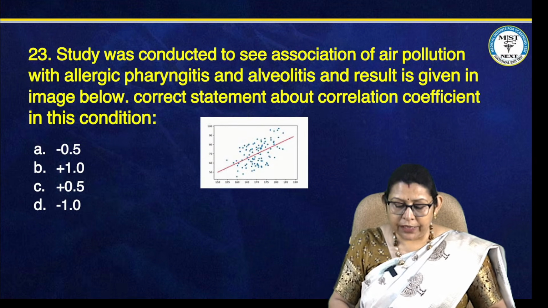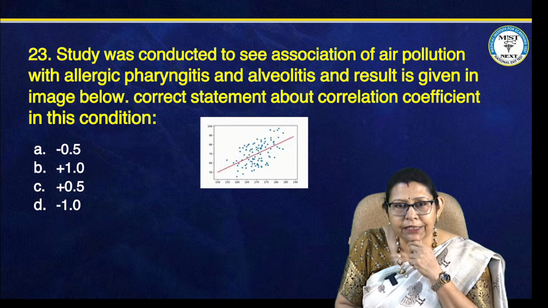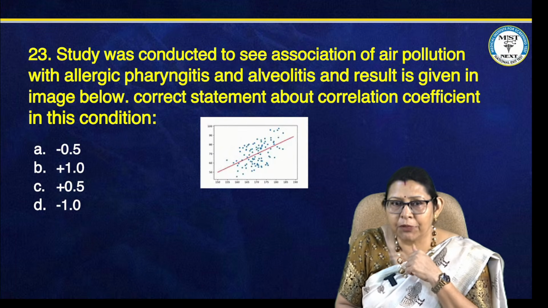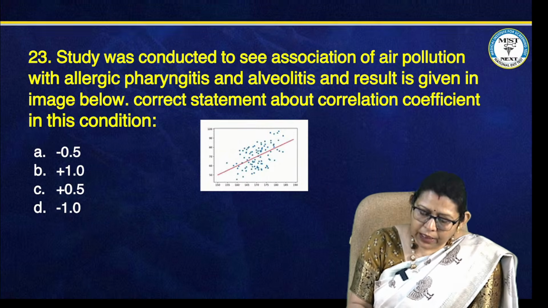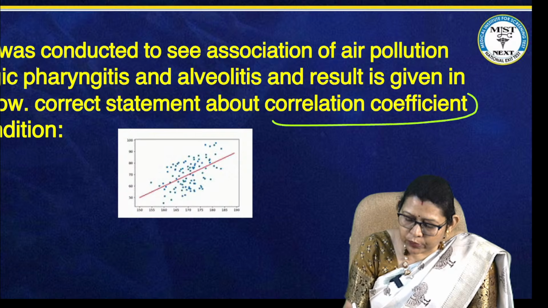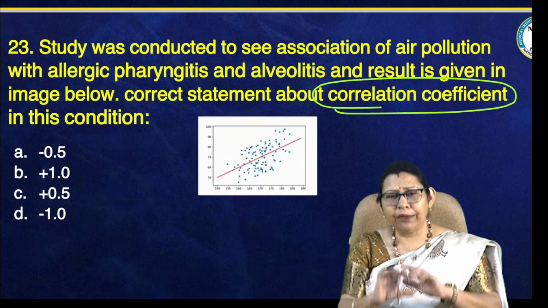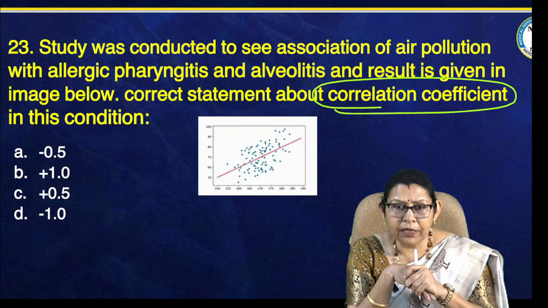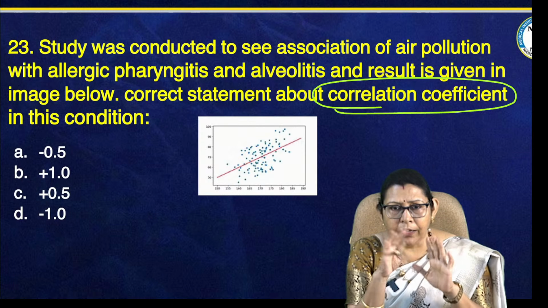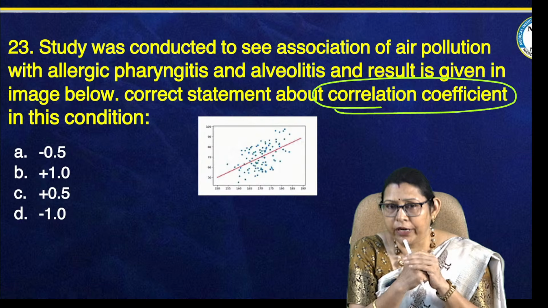Now a study was conducted to see association of air pollution with allergic pharyngitis and alveolitis, and the result is given in this image below. What is the correct statement about the correlation coefficient? अब यहाँ पे they are trying to ask the correlation coefficient. अब correlation coefficient का calculation formula, it is quite difficult, but यहाँ पे we will be getting a cut short way how to get an answer.